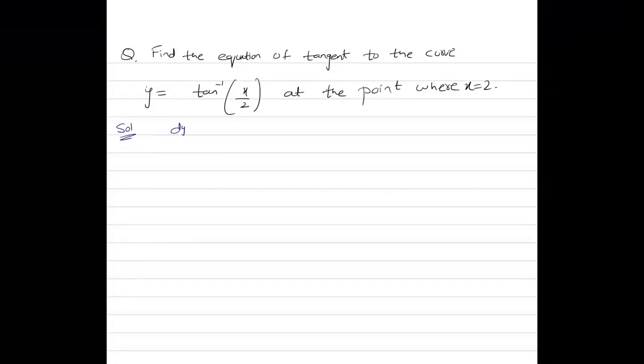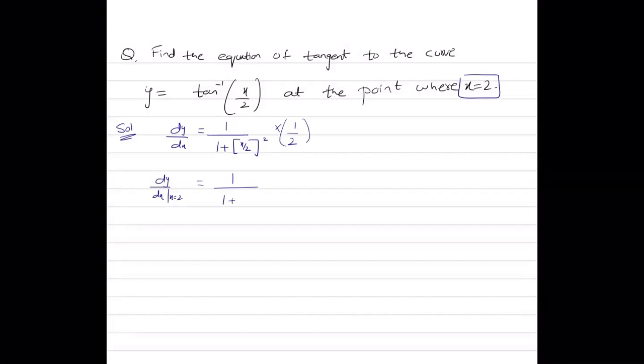So the first thing first, you need to differentiate the equation of the curve: 1 over 1 plus (x by 2) the whole thing squared, times the differentiation of x by 2. I don't need to simplify this further. I can just plug in the value of x as 2 into the equation. dy by dx at x equals 2: 1 over 1 plus, when x is 2, this is going to be 1, times 1 upon 2. So are you getting gradient as 1 over 4?